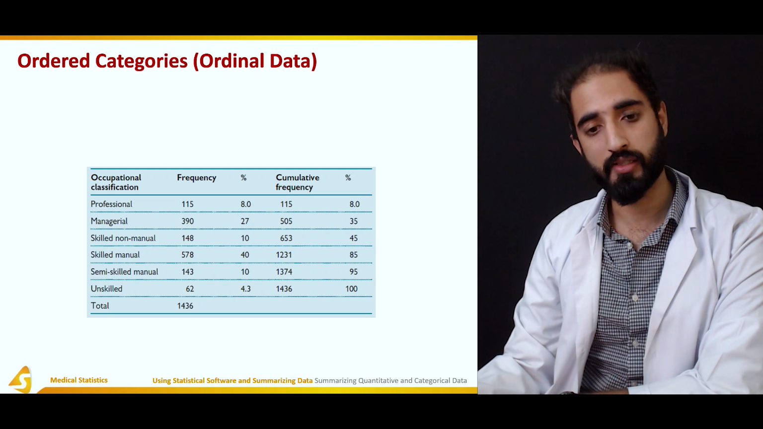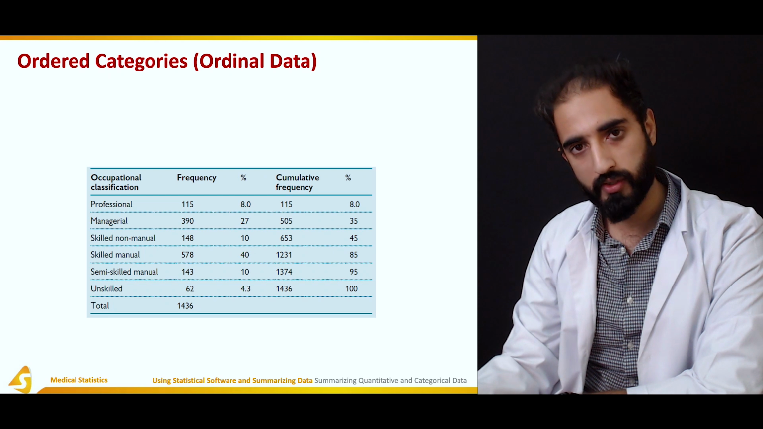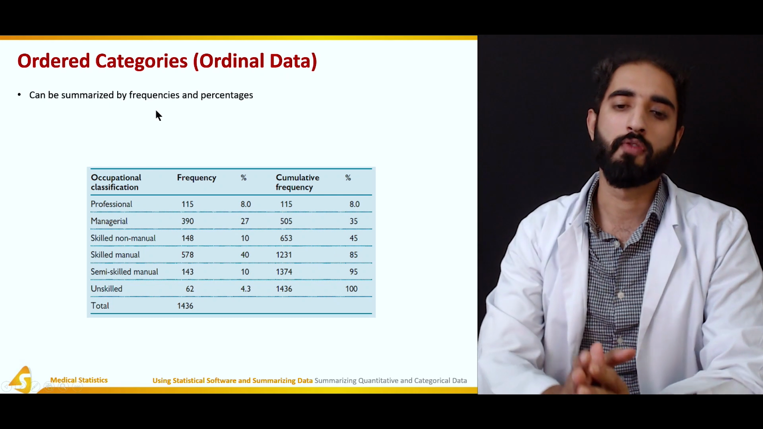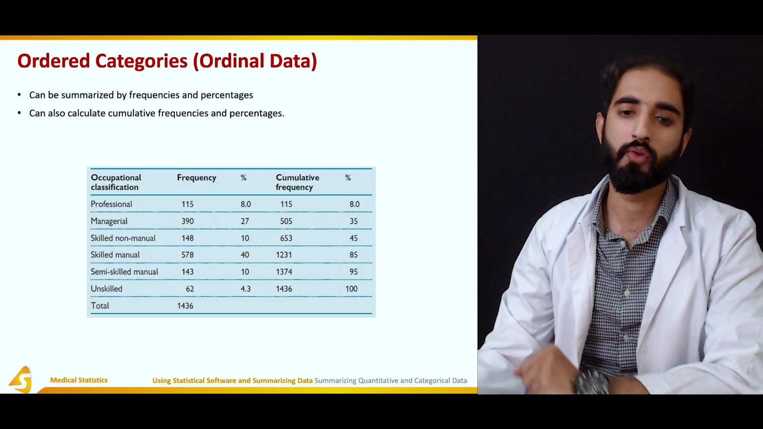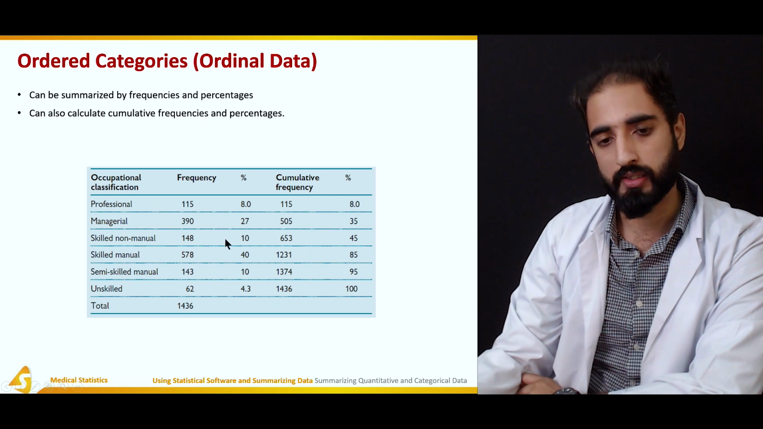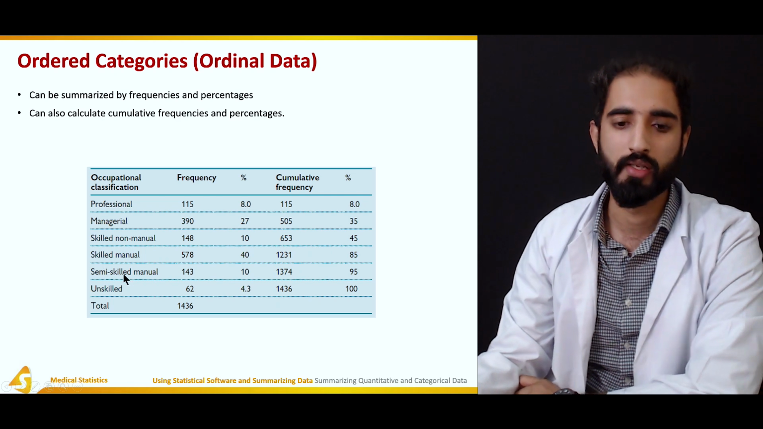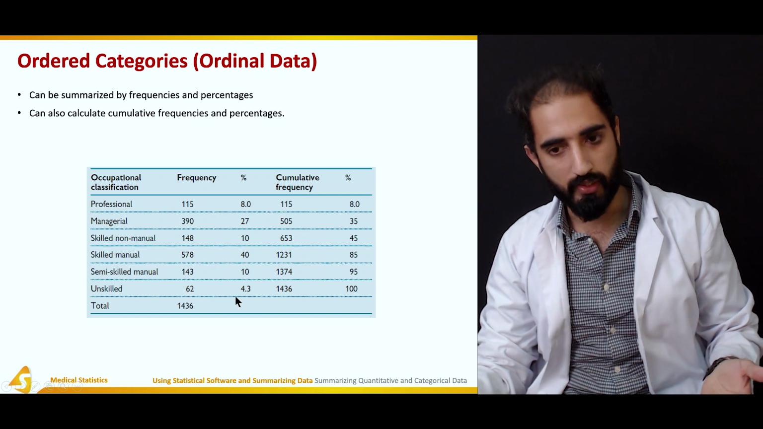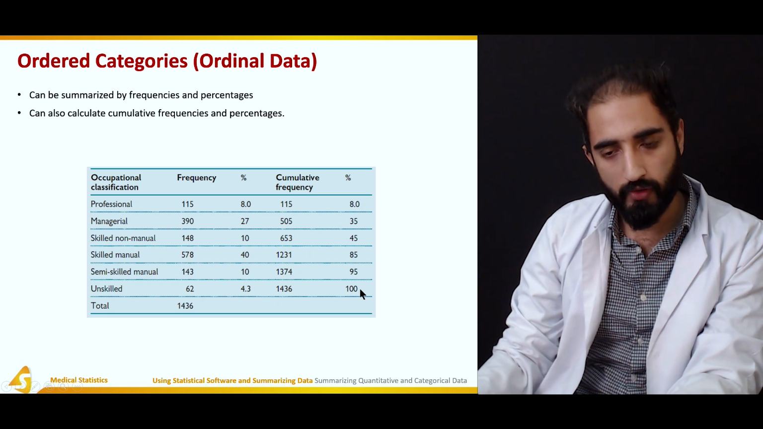Now, ordered categories, such as I gave you the example of stages of cancer, like stage 1, stage 2, stage 3, and stage 4. It can be summarized once again by frequency distribution along with percentages. Here we can also calculate cumulative frequencies and percentages, which makes sense if it is an ordered category, such as here we have professional, managerial, skilled non-manual, skilled manual, semi-skilled manual, and unskilled. Here we have frequency, percentage, cumulative frequency, and cumulative percentage. What's the benefit of cumulative percentage?